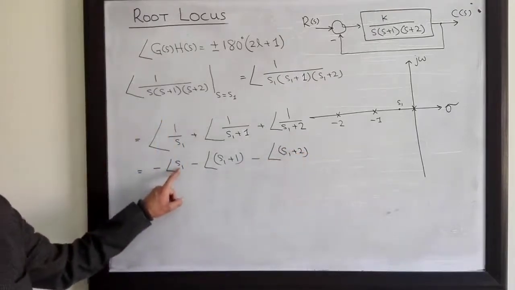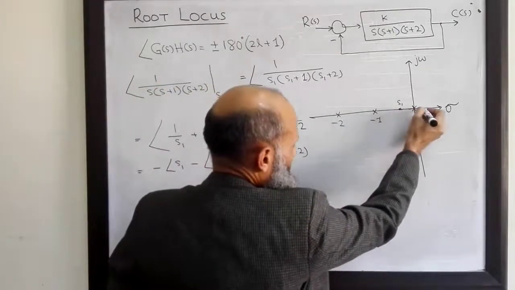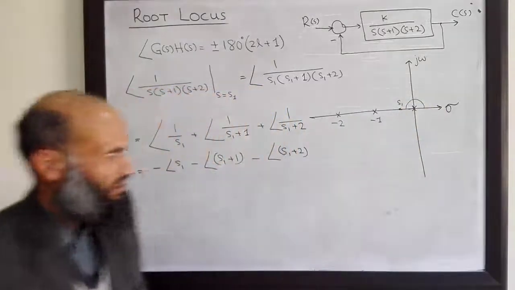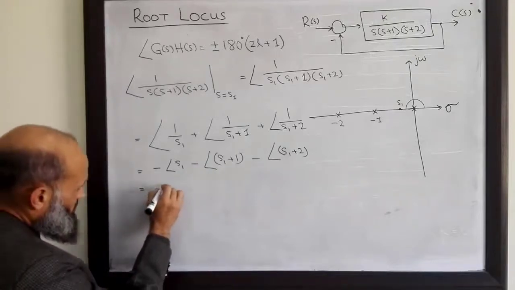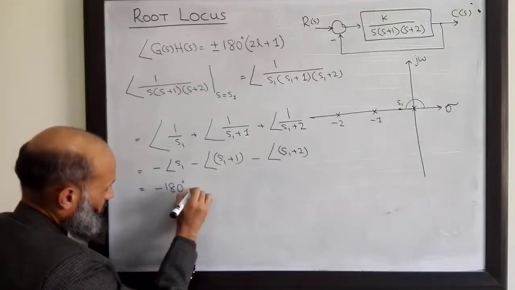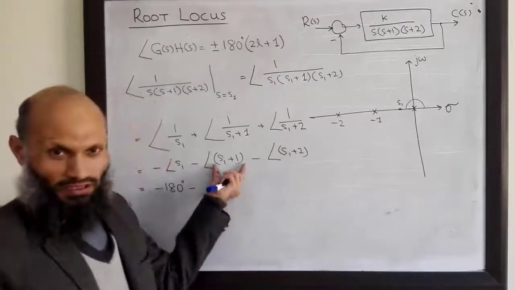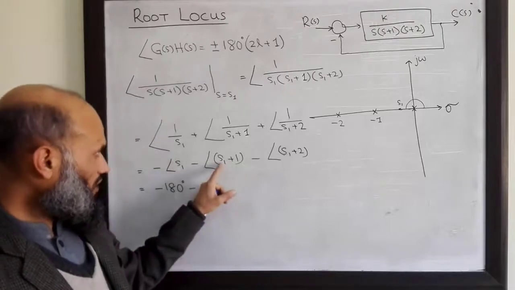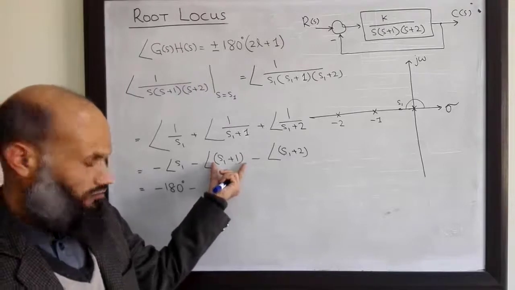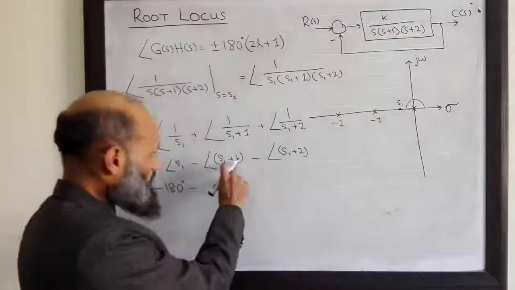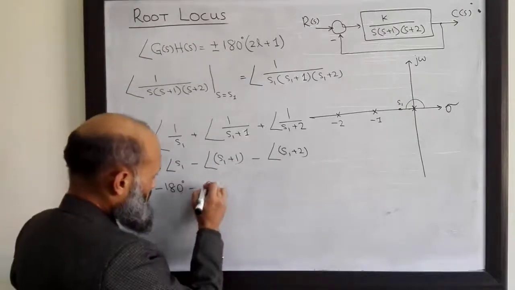So what is the angle of this S1? S1 is over here, this vector. So what is the angle of this complex number? The angle is equal to 180 degrees, so this is minus 180 degrees. What about this one, S1 plus 1? Is it a positive number or a negative number? S1 is smaller than 1 in magnitude, so S1 plus 1 will come out to be a positive number. So the angle of a positive number is 0.